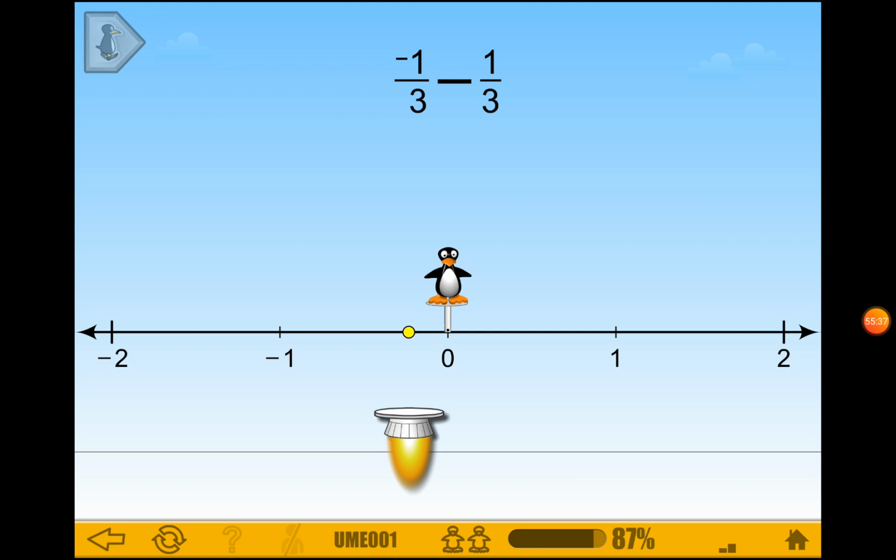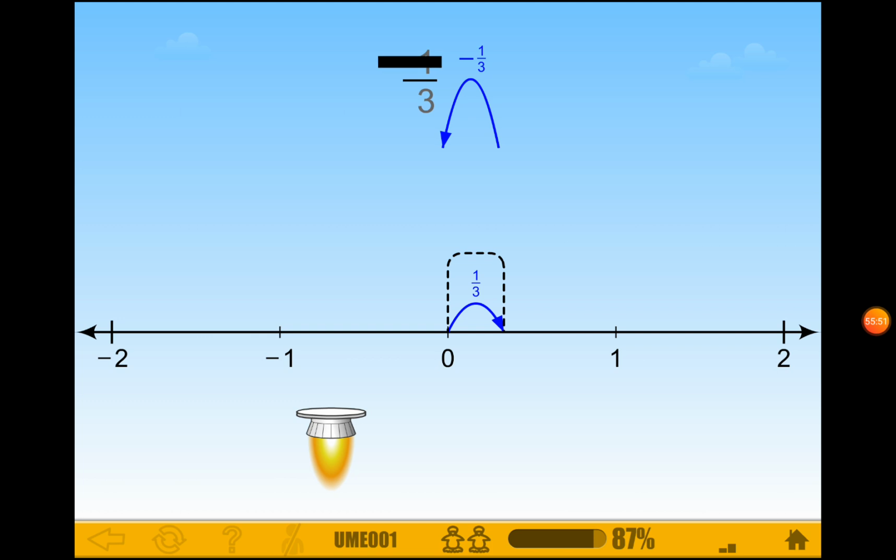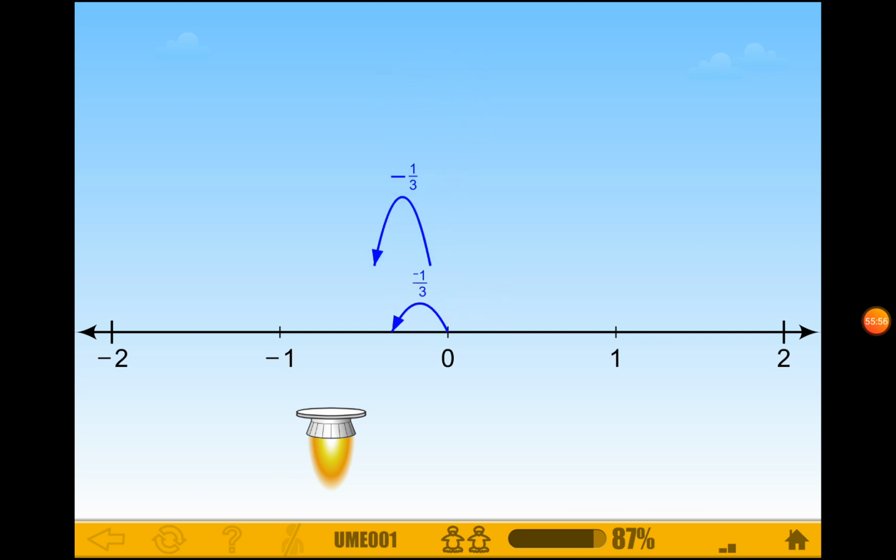Negative 1 minus 1 is negative 2, and the denominator stays the same, so that would just be negative 2/3, which is right there. Tiny jump for Gigi, then a bigger jump. Like a roller coaster.